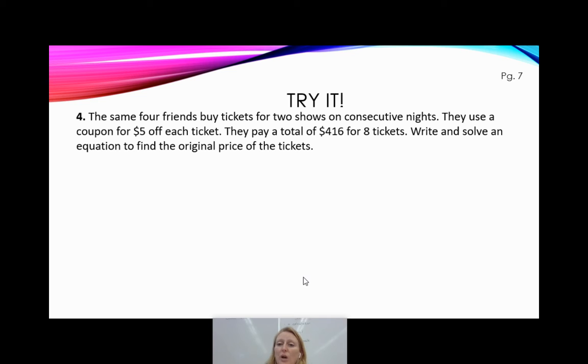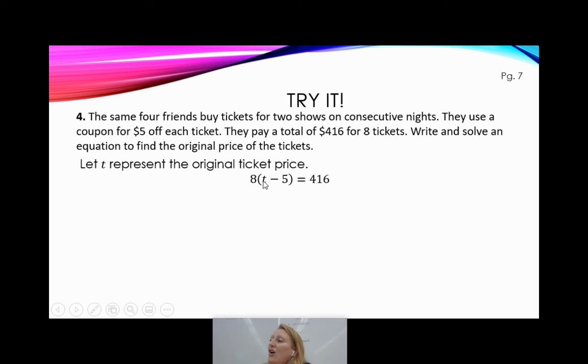All right, so just to kick it off, I'm going to use a T for the original ticket price. If you used a P for price like we did last time, that's fine. I'm just using a different variable, no big. Now, in this case, it's not going to be T minus 15. It's now T minus 5. And I also bought 8 tickets, right? Because we're going 4 friends, 2 shows. It's all good. So we're going to do 8 times T minus 5 this time.